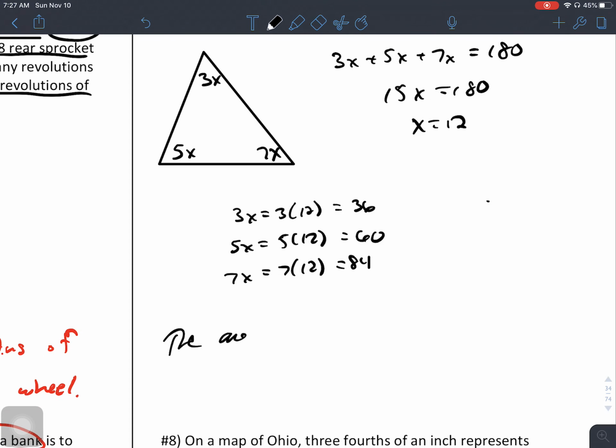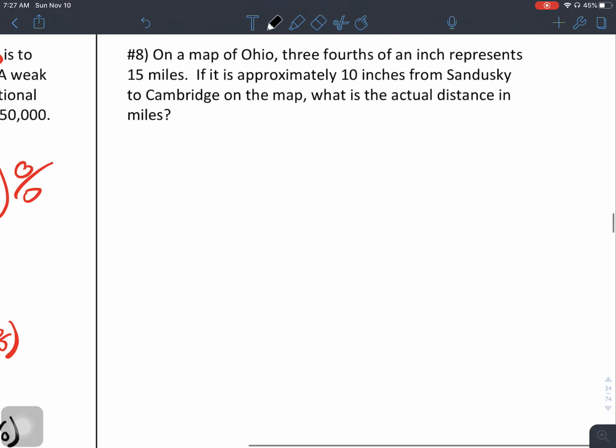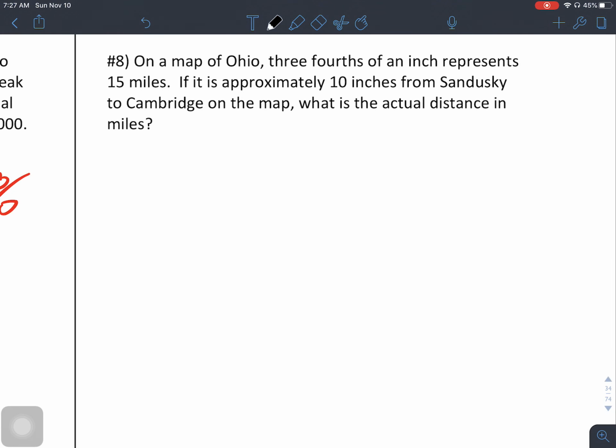The angles are 36 degrees, 60 degrees, and 84 degrees. Done. Number 8. I like this one for a test as well. Not as well as I like 7, but I like this one as well.